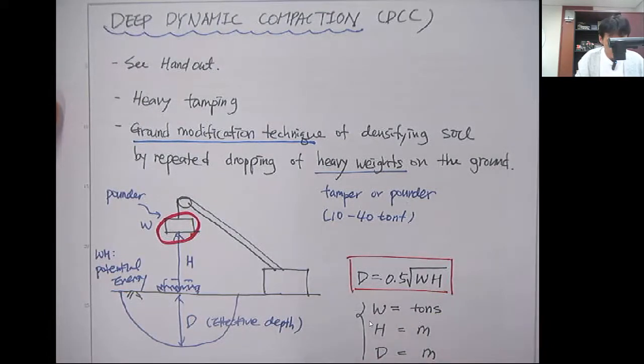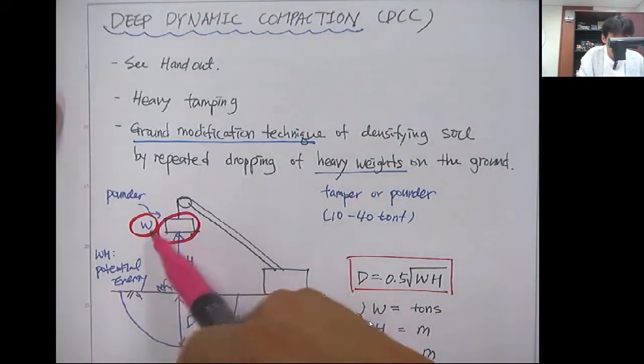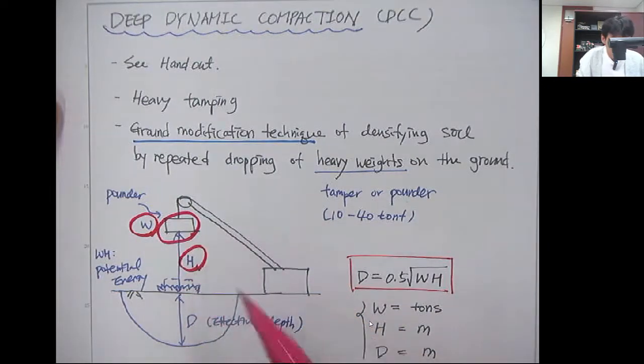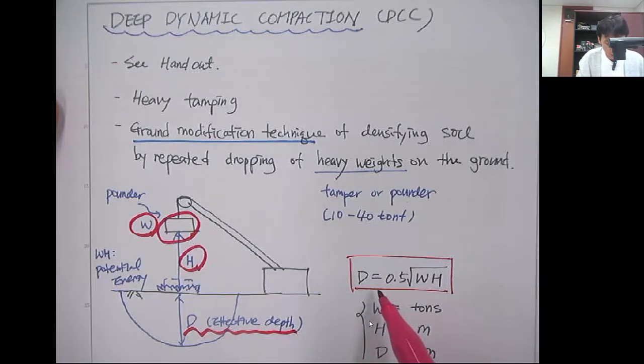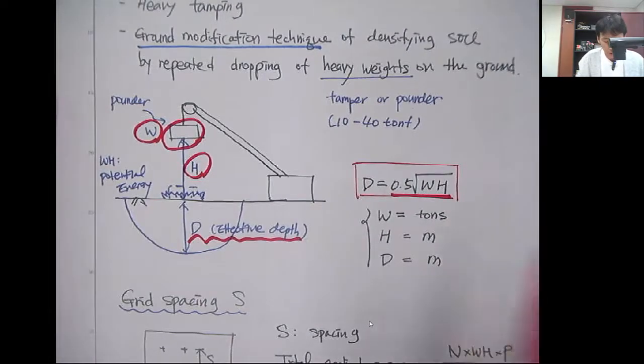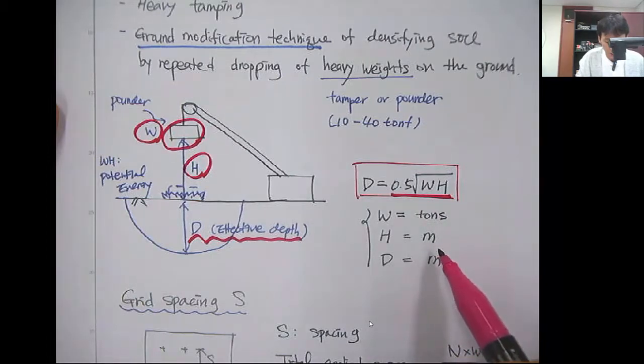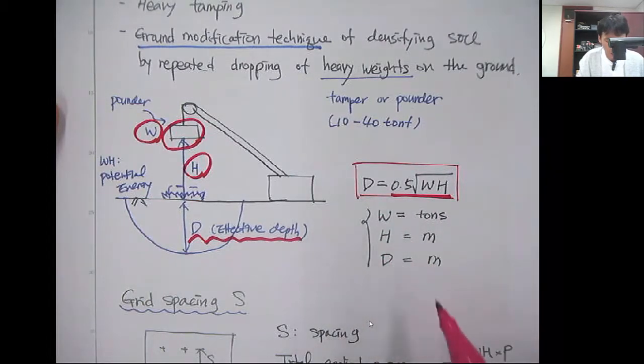So the major design parameters are the weight of the hammer or the weight of pounder, the height of drops, and the spacing. We're going to talk about the spacing in a minute. The effective depth by this dropping weight can be calculated by using this equation: 0.5 times the square root of W times H. Here just ignore the unit, but W is in tons, H is in meters, and then you get the effective depth in meters.